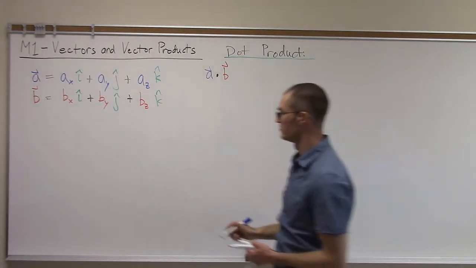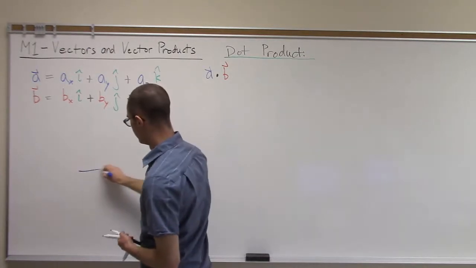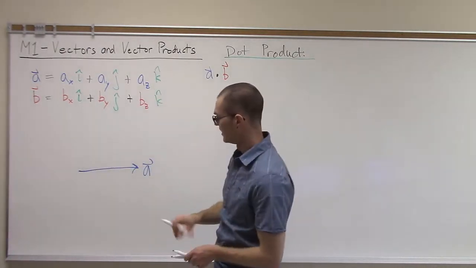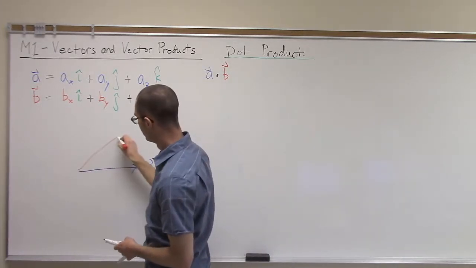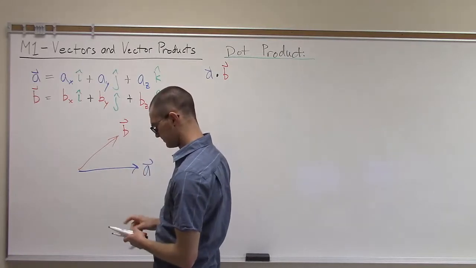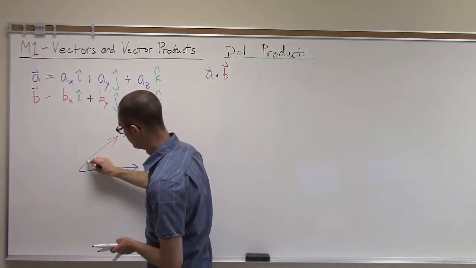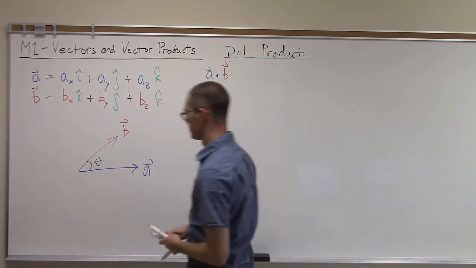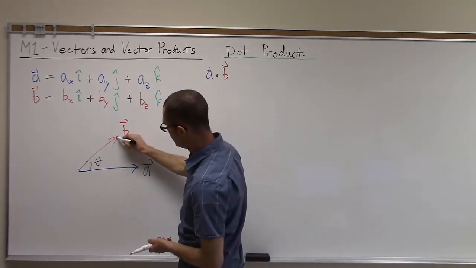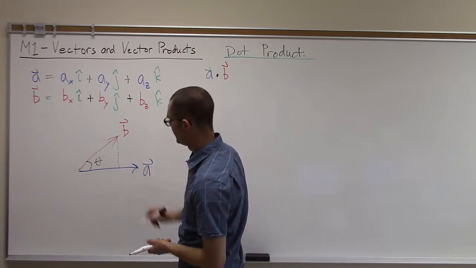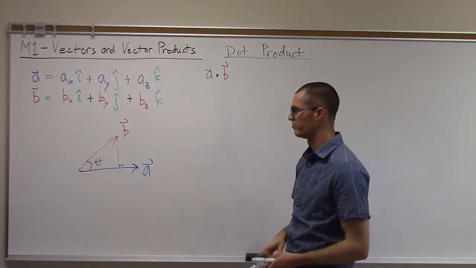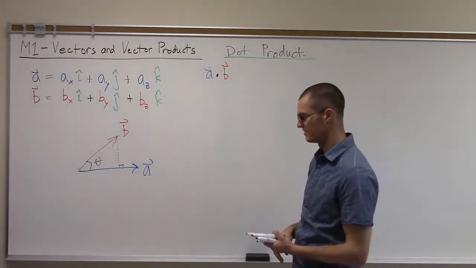If I have my two vectors here, a vector A and another vector B connected at their tail, they have an angle between them, call it theta. If I project B onto the same direction as A, this is a 90-degree angle. Now I've projected it onto the same direction as A.